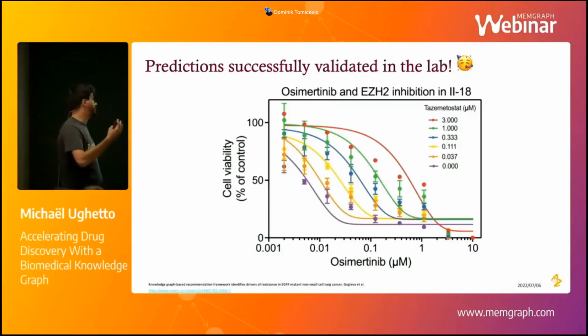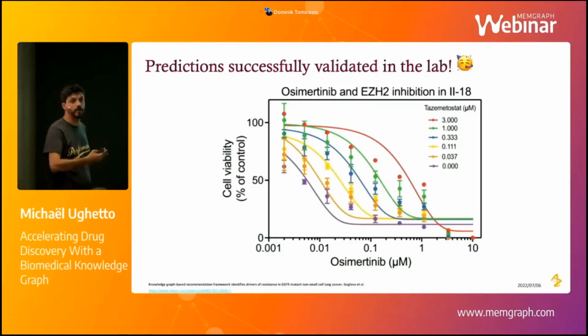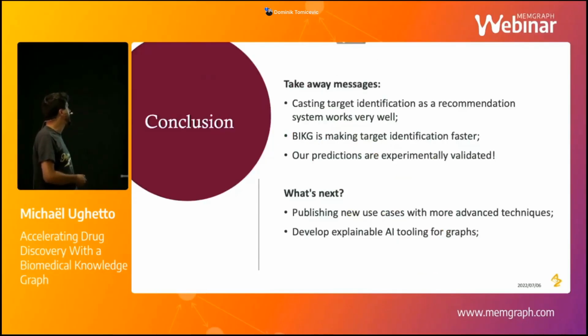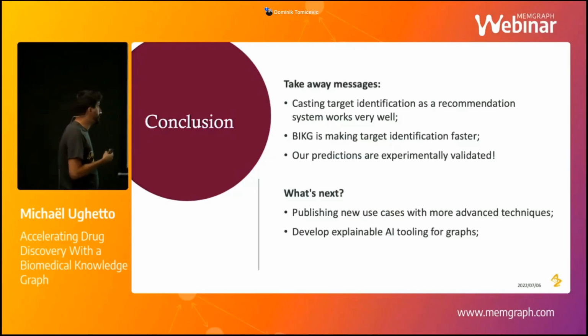We did that with them for a year, I think. And in the end, in the lab, they can see that it's working. So it's building trust with them on the approach. So yeah, it turns out that casting the target identification problem as a recommendation system works very well.